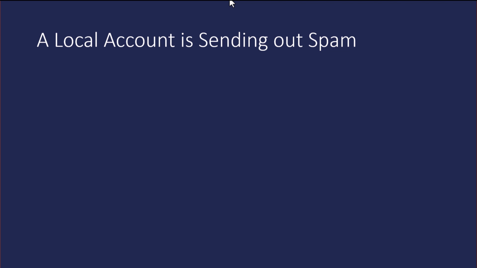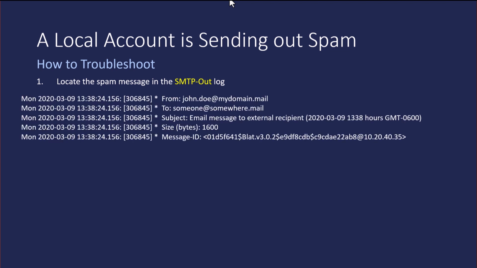So let's say, for example, a local account is sending out spam. Well, let's talk about how to troubleshoot that. So first, like I mentioned, we locate the spam message in the SMTP out log. And here's an example. We find that message ID header and we copy it to the clipboard.